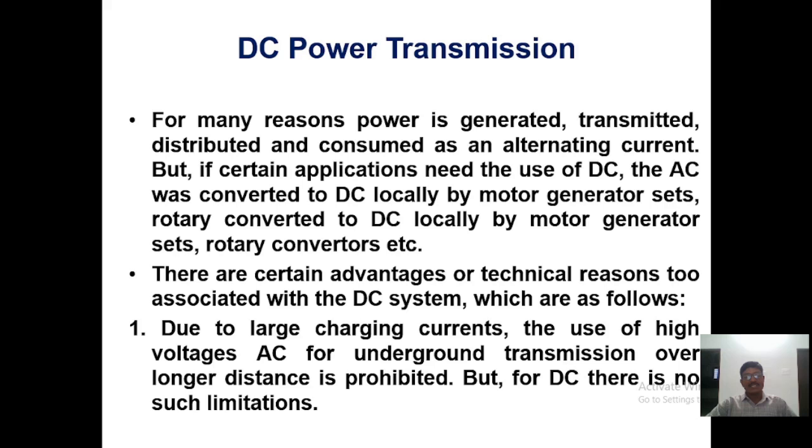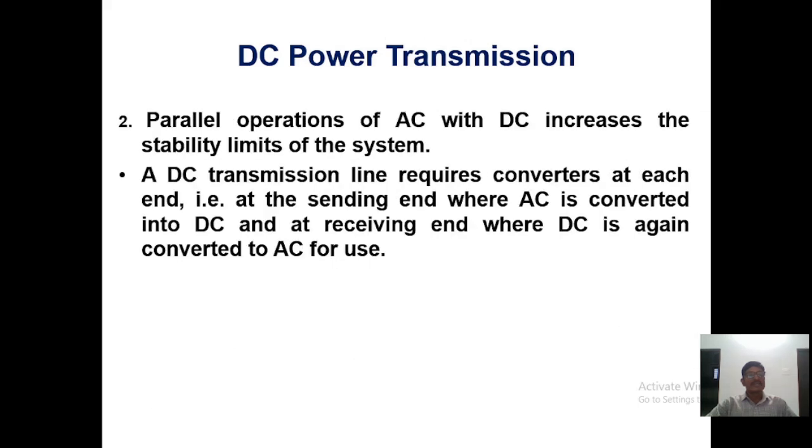There are certain advantages or technical reasons associated with the DC system, which are due to the large charging currents. The use of high voltage AC for underground transmission over longer distances is prohibited. But for DC there is no such limitation in this DC system. The parallel operation of AC with DC increases the stability limits of that system.